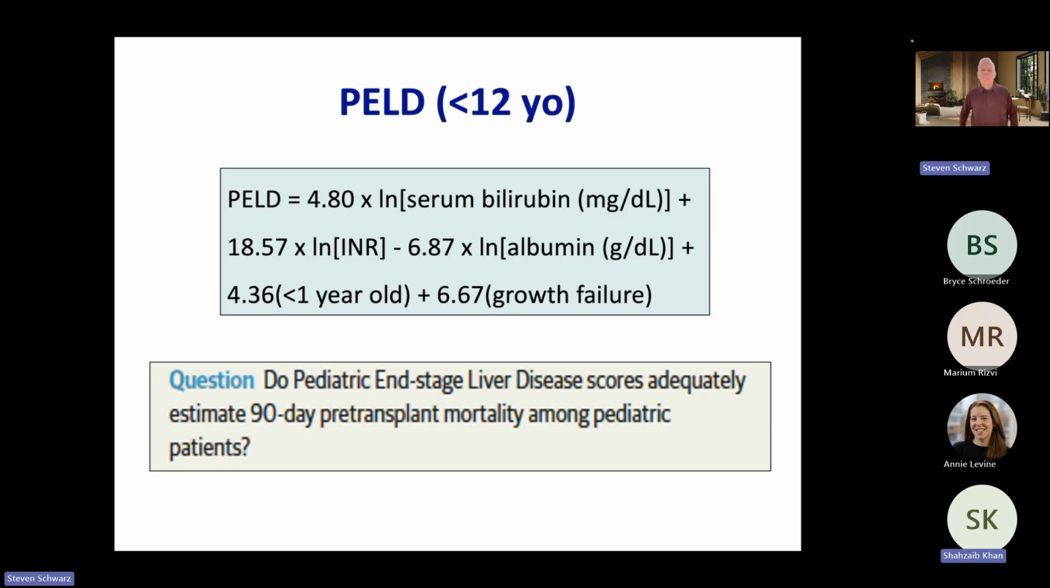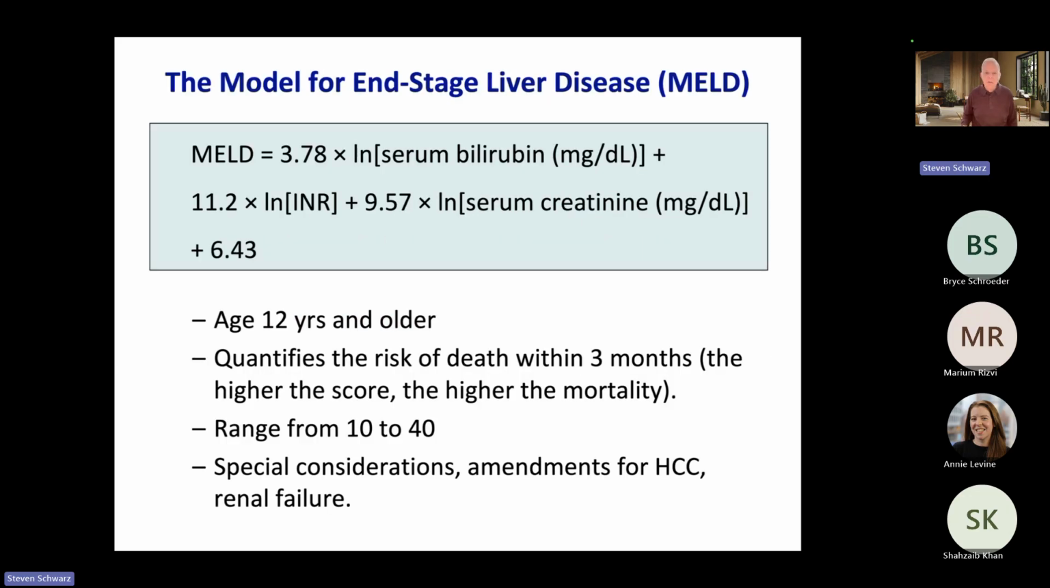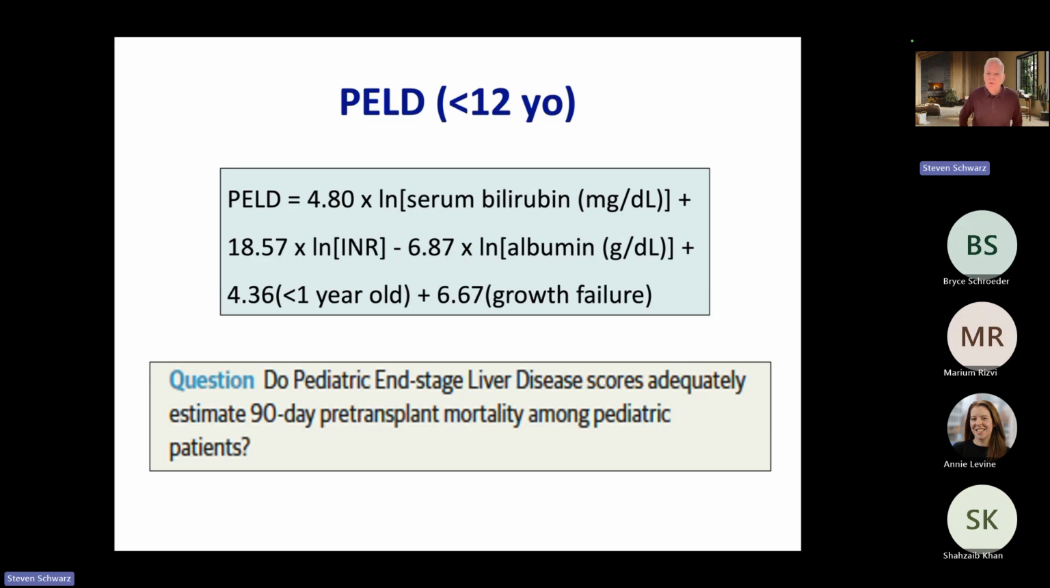But what you do need to know is how these scores are utilized to determine who gets transplanted. The PELD score, which is shown here, is different from the MELD score, which is bilirubin plus INR plus creatinine. The PELD score for patients less than 12 years of age looks at bilirubin, INR, albumin, and also a factor for growth failure.